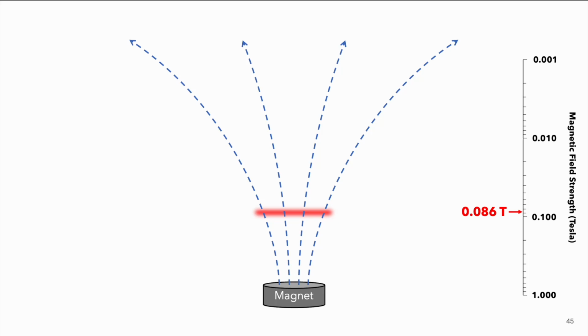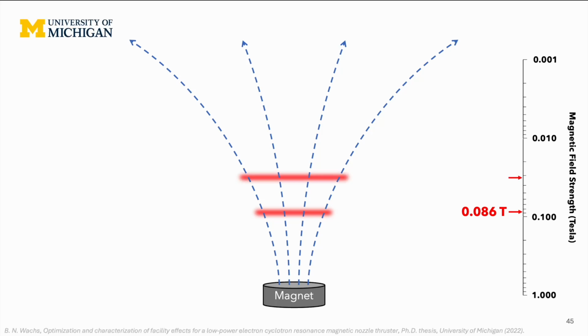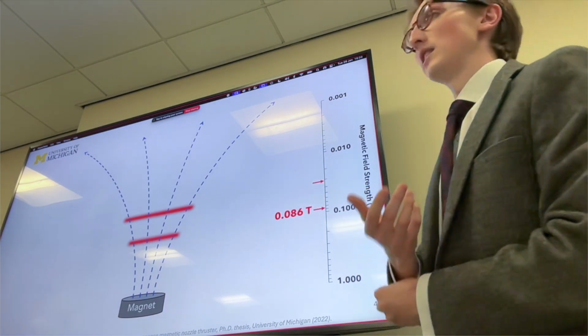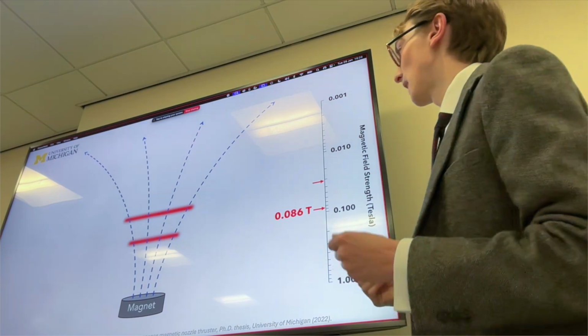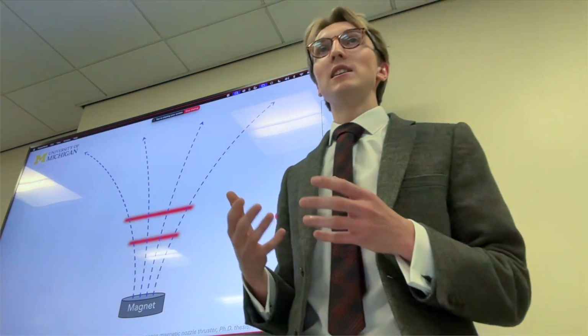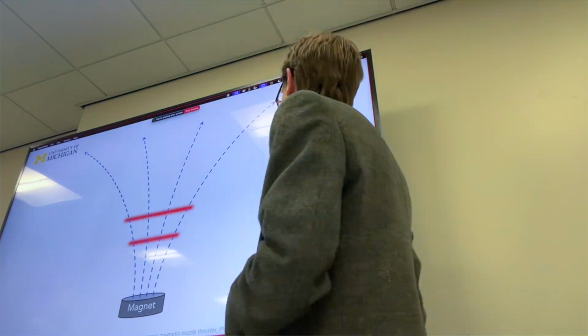So the University of Michigan investigated inserting 2 microwave frequencies into their thruster in order to generate 2 of these flat resonance regions within the thruster to increase the heating of the electrons. And the idea was, if we can increase the heating of the electrons, we can increase the thruster performance. However, as of yet, they have yet to see any increase in thruster performance via this method.